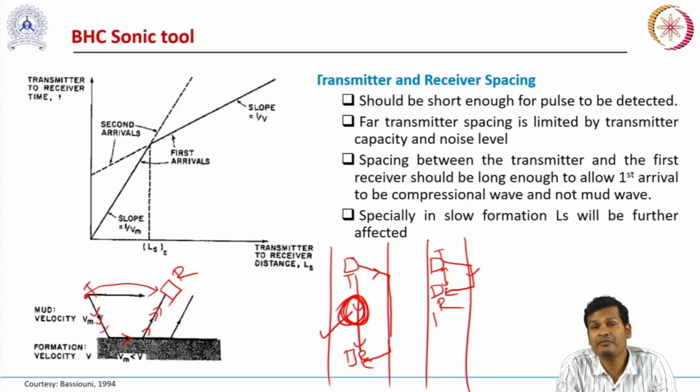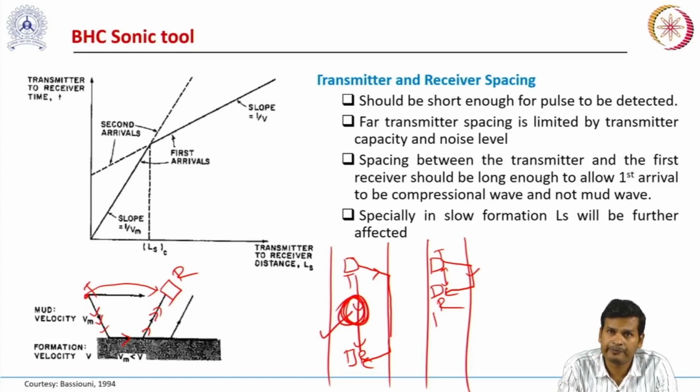Also, the spacing should not be very large, because with a very large spacing the compressional wave has to travel a large distance inside the formation. The sound wave gets continuously attenuated while traveling inside the formation. So the amplitude of the wave will decrease, the sound energy will decrease, and if the spacing between transmitter and first receiver is very far, the sound wave will get so attenuated that the receiver will not be able to record the compressional wave traveling inside the formation. That means the spacing should not be too short, and at the same time it should not be too long.